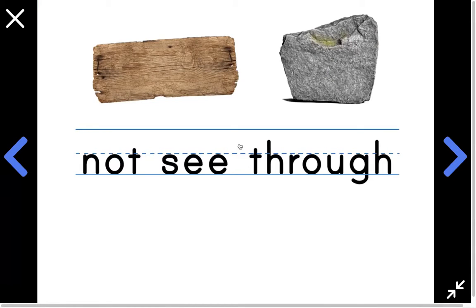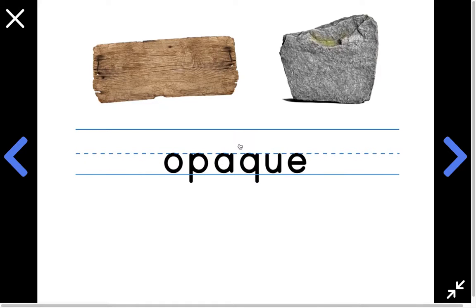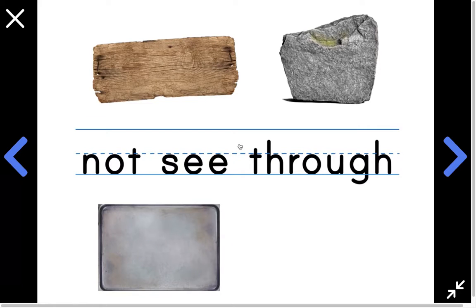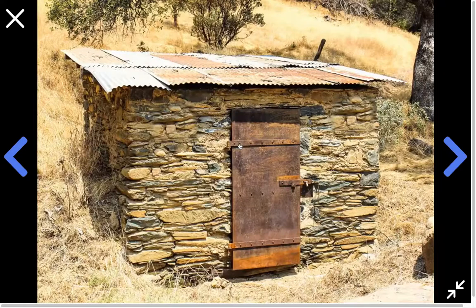These are not see-through. The fancy word for this is opaque, but I'll keep saying not see-through for now. I'll bet you can think of other examples of things that are not see-through or opaque, like a metal pan or what the walls are made of in your house. So, a long time ago, when wood and stone and metal were the only materials that people had, houses couldn't have windows because none of those materials are see-through.